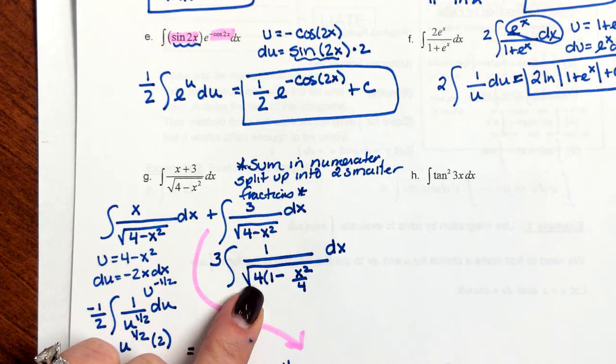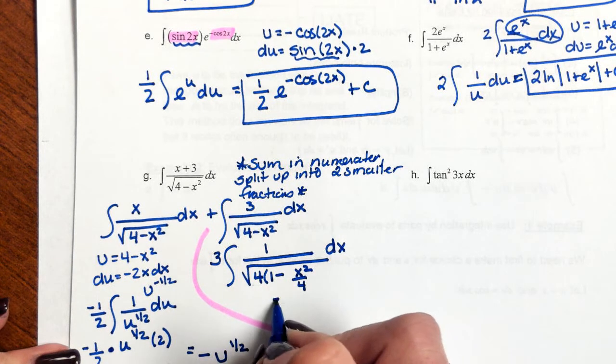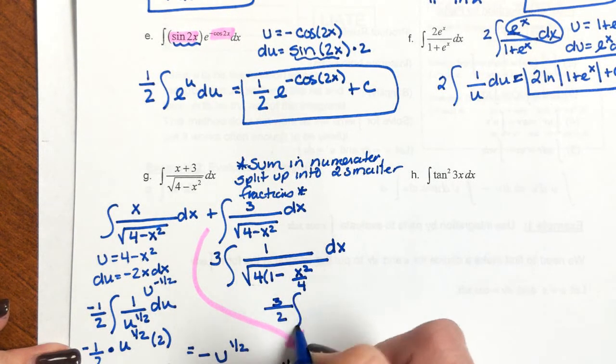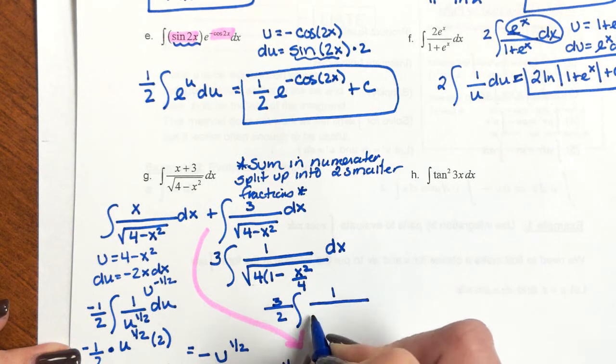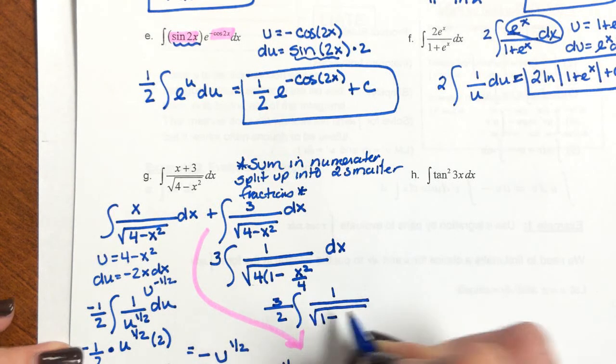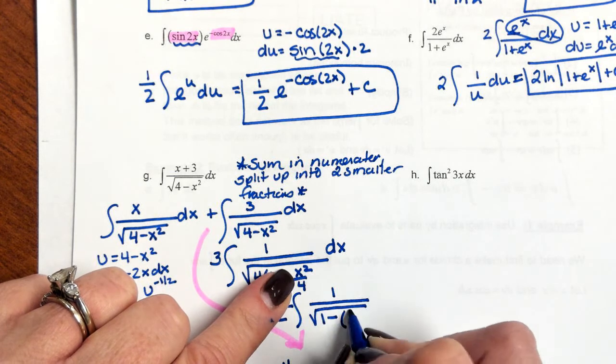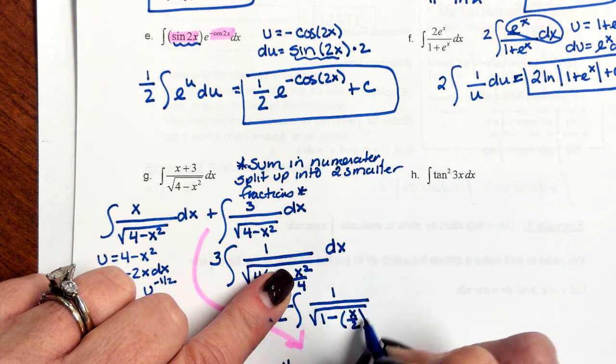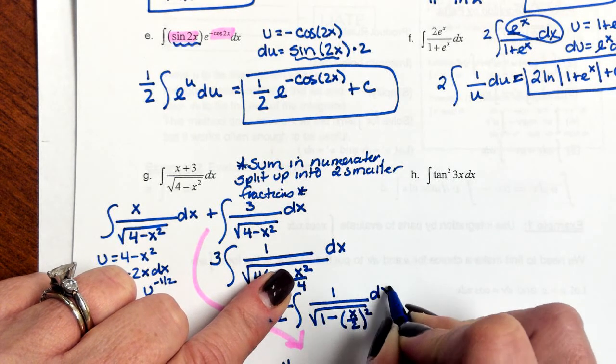Now, I can pull out this constant. However, this is the square root of 4. So the square root of 4 is 2. So I can divide 3 by 2 times the integral of 1 over the square root of 1 minus, I can rewrite this as a base squared, so this is going to be x over 2 to the second power dx.